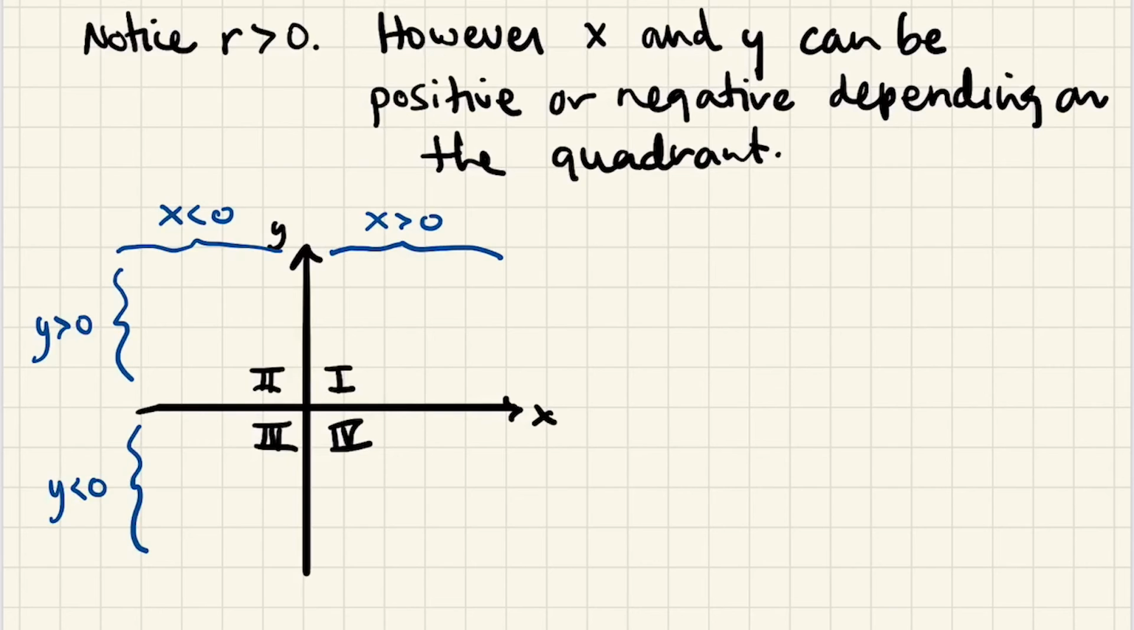Knowing that r is always positive, and knowing how each trig function combines x, y, or r, we can predict exactly which ones will produce a positive ratio and which ones will produce a negative ratio. So in the first quadrant, x is positive and y is positive, and of course r is always positive, so everything's positive, which means that all the trig functions will be positive.